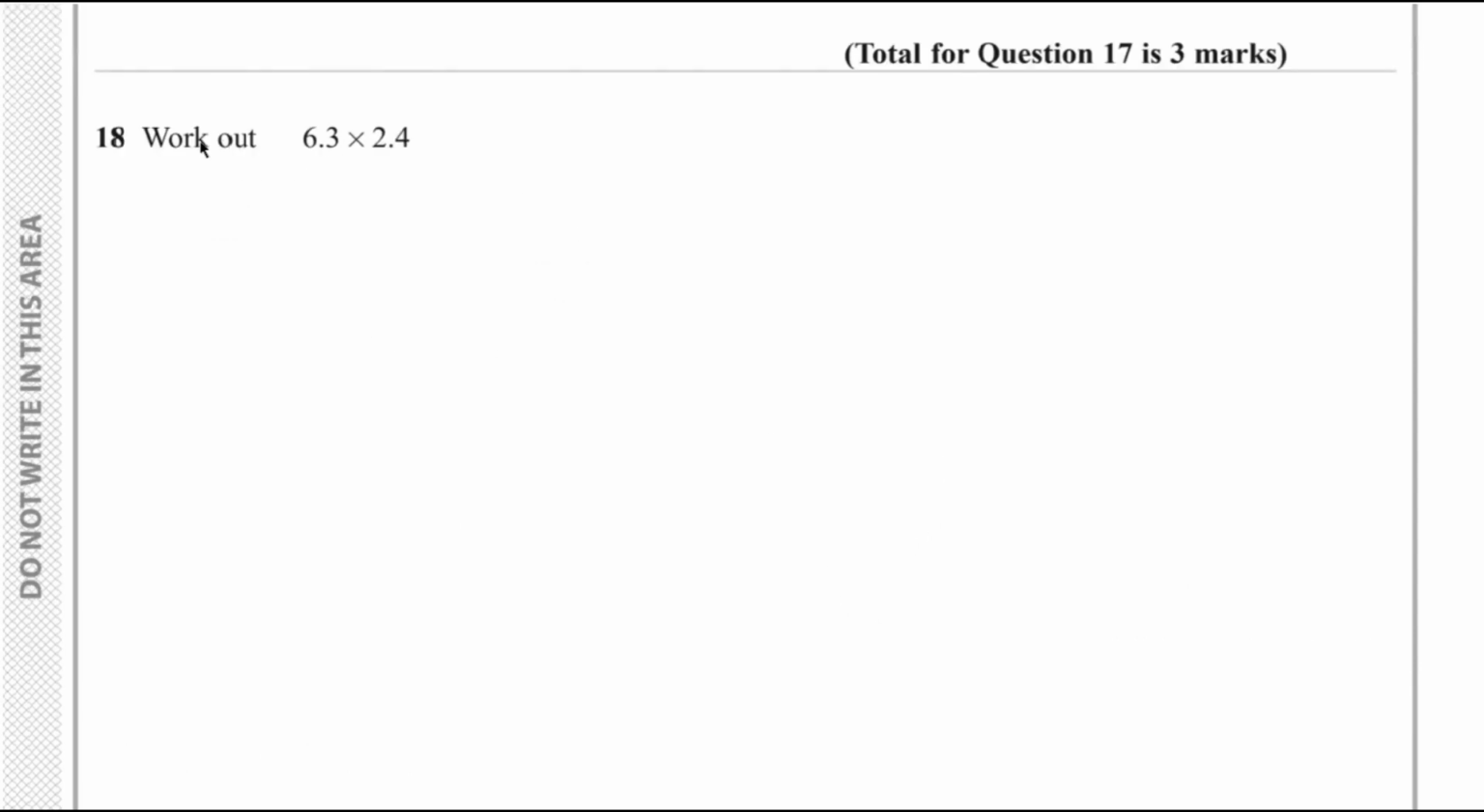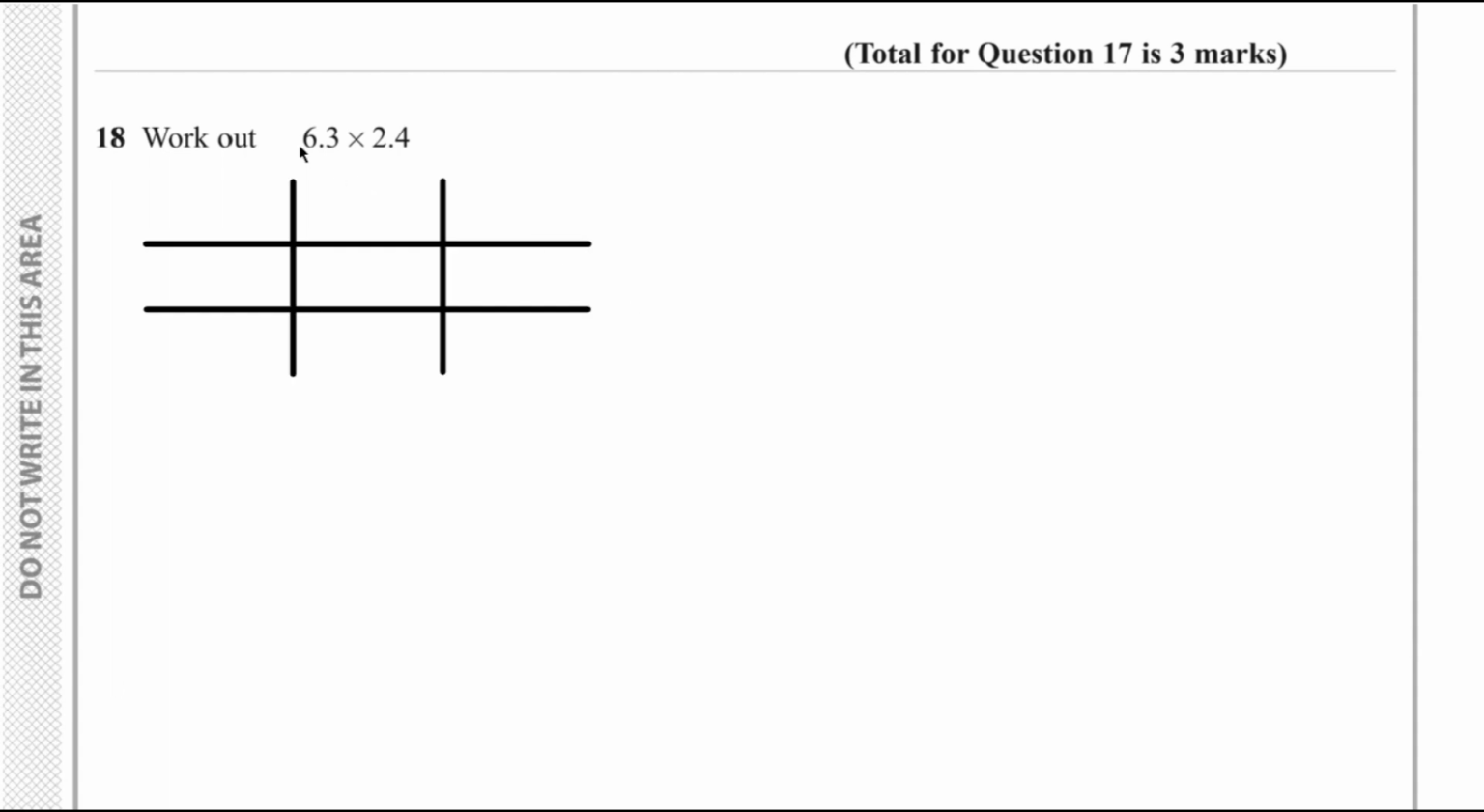Question 18. Work out 6.3 multiplied by 2.4. One way in which we could do this is to use the grid method. So for the grid method, we can split these numbers into their place values. So 6.3 is the same as 6 plus 0.3, and 2.4 is the same as 2 plus 0.4. So now let's multiply using the grid.